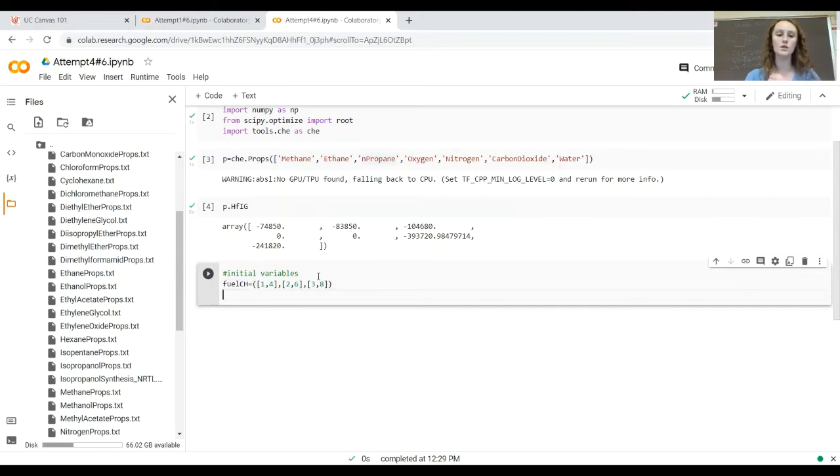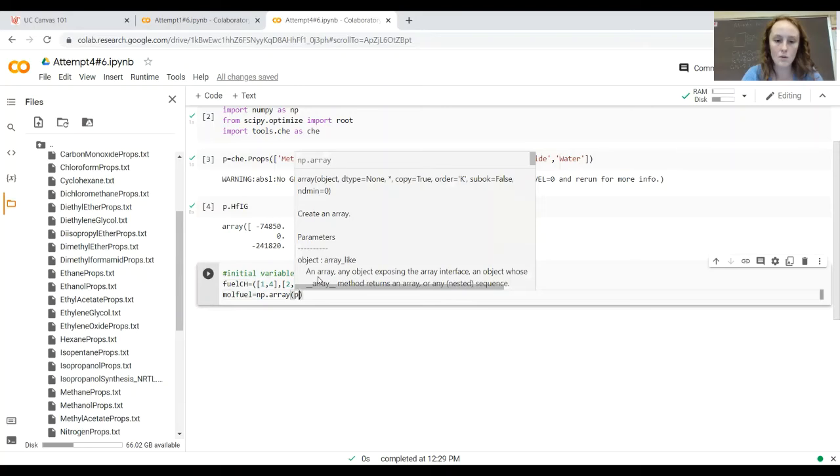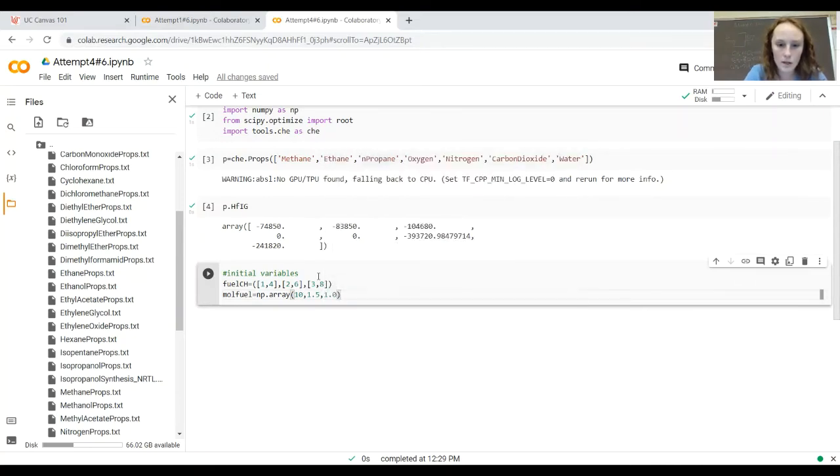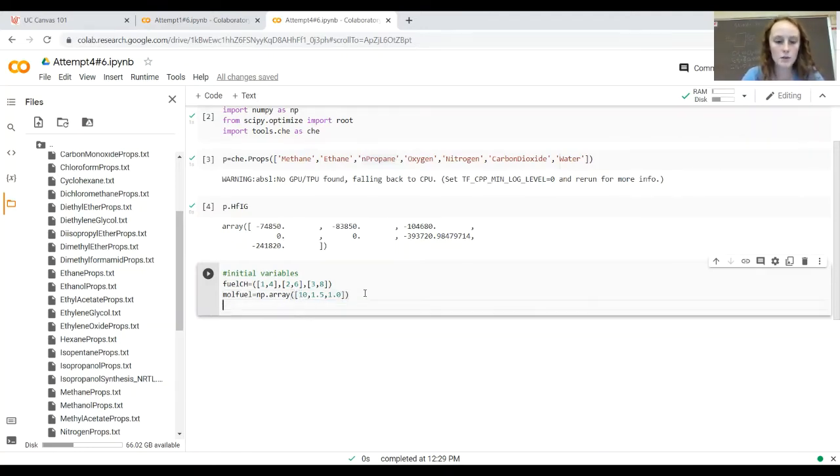And then we want to determine the moles of fuel that we're going to be putting in. For the sake of our problem, we'll say that they are 10, 1.5, and 1. So we do NP, we want this as an array: 10, 1.5, and 1. Alrighty. I got the right types of parentheses and brackets. That can always cause errors in your program.